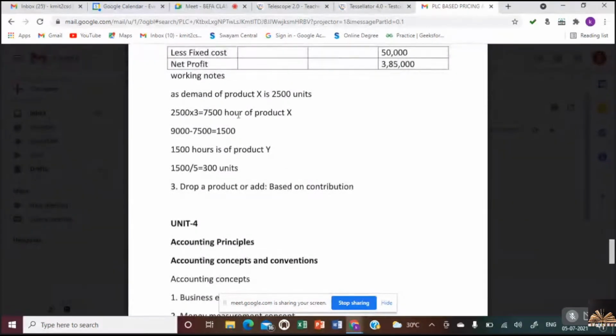2,500 units into 3, 7,500 units would be consumed by product X. Then 9,000 minus 7,500, how many left over? 1,500 machine hours are left over. So 1,500 divided by 5, we manufacture 300 units of product Y.